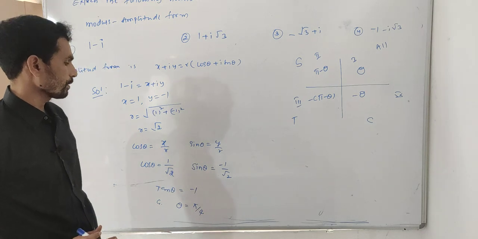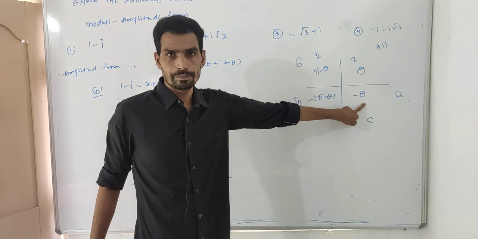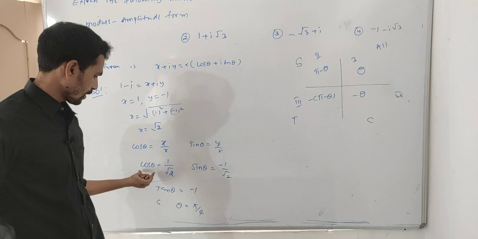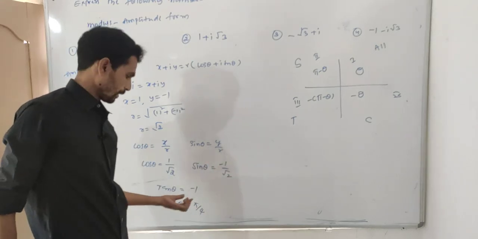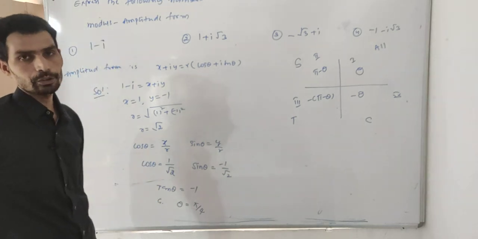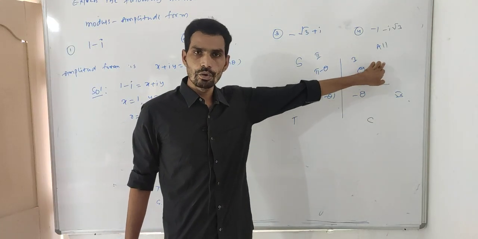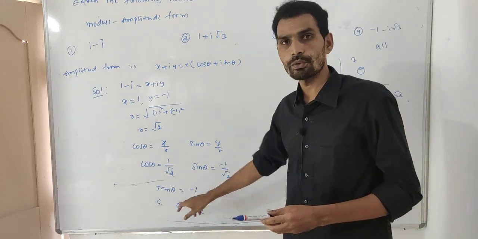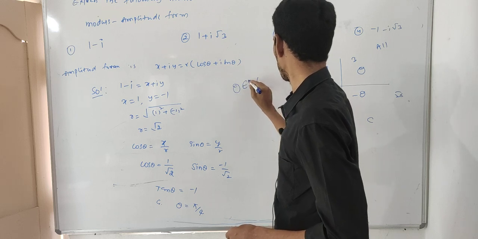Cos theta is positive. Where is cos theta positive? In the first phase or fourth phase. We get cos theta equal to 1 by root 2, sin theta equal to minus 1 by root 2, tan theta equal to minus 1. Cos is positive in the first or fourth quadrant. In the first quadrant all are positive, but sin is negative and tan is negative. So theta belongs only to the fourth quadrant.